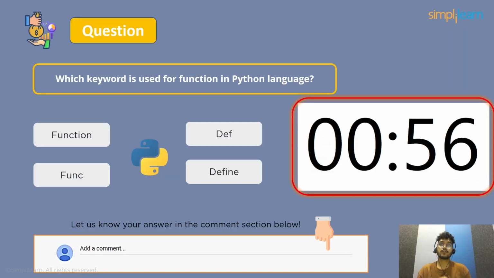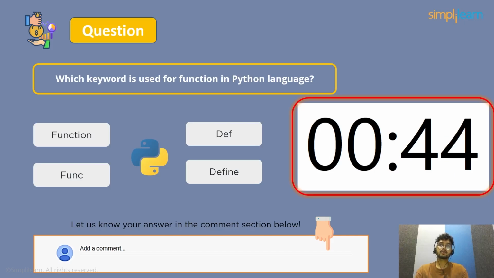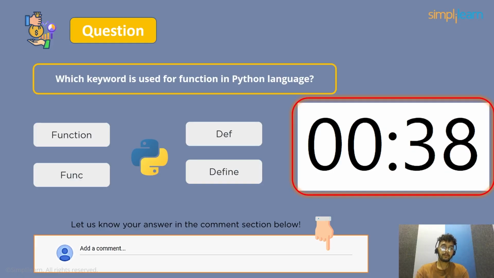Which keyword is used for function in Python language? Option 1, function. Option 2, def. Option C, func. Option D, define. 47 seconds remaining. 30 seconds. Let us know your answer in the comment section below.